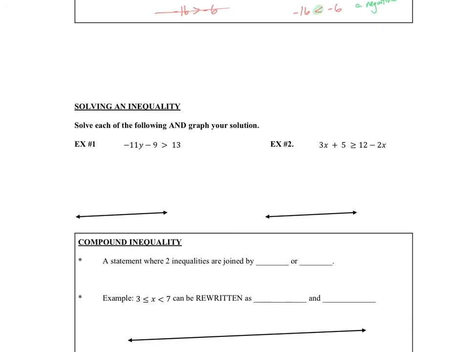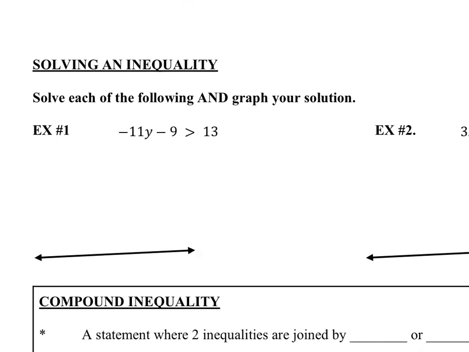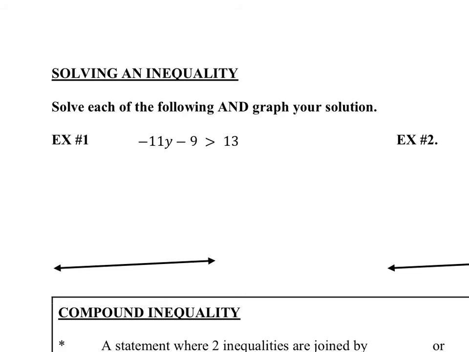And then we're going to solve just two inequalities, and that's going to be it. So number one, negative 11y minus 9 is greater than 13. So we treat this like an equal sign. So you have to add 9, because we're trying to cancel out everything except for y. So negative 11y is greater than 22. And then we're going to divide by negative 11.